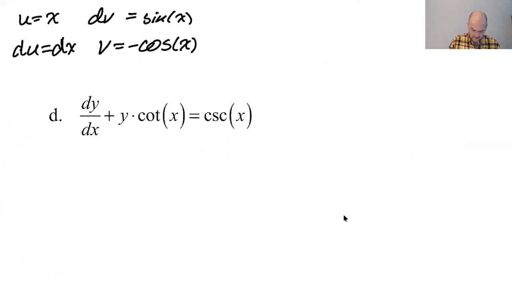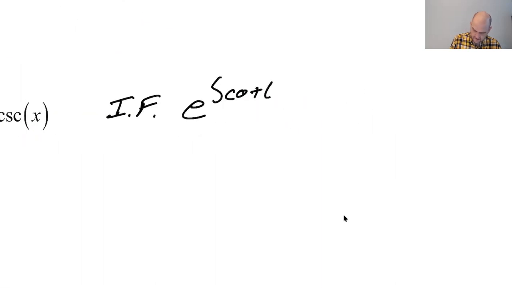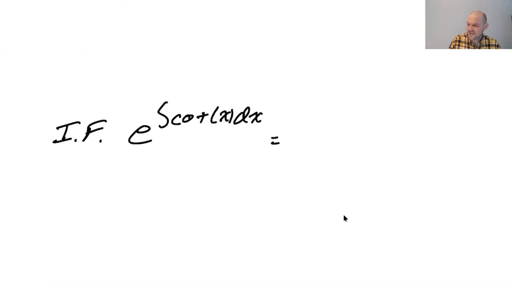So this one's already set up for us. We need the integrating factor, which is going to be e to the integral of the coefficient of y, which is cotan. And what is the integral of cotan? Cotangent is cosine over sine. So think that through: you're integrating cosine over sine. The integral of cosine over sine is the natural log of the absolute value, but I'm not going to put that, of sine of x. And then plus c, but I'm also not going to put that.